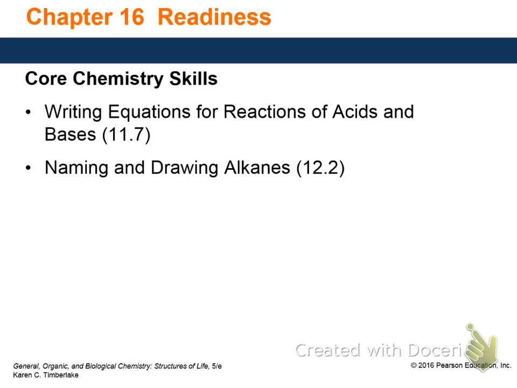So, real quickly, we're going to do a couple of quick review items. Writing equations for reactions of acids and bases. So let's say I have an acid, and I'm going to use acetic acid. Do you guys remember what acetic acid is found in? No, that's citric acid, but we'll talk about citric acid. Oops, sorry, got a little carried away. It's vinegar. So you find acetic acid in vinegar.